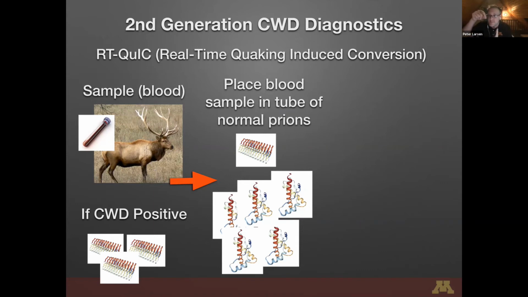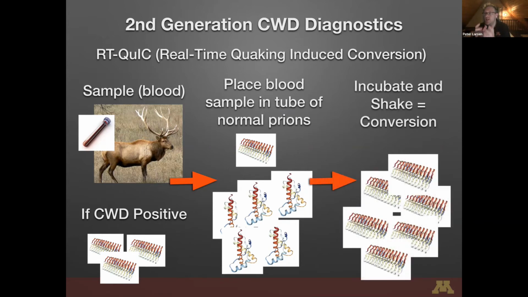If the misfolded seed, if you will, is present, what happens is when you put it in the test tube and you incubate it and shake it, it causes all those other prions to start misfolding. It starts this chain reaction where they start misfolding. Okay, so in your test tube, you're leveraging what is actually happening in the animal when it has CWD, but you're doing it at a small scale inside of a test tube.